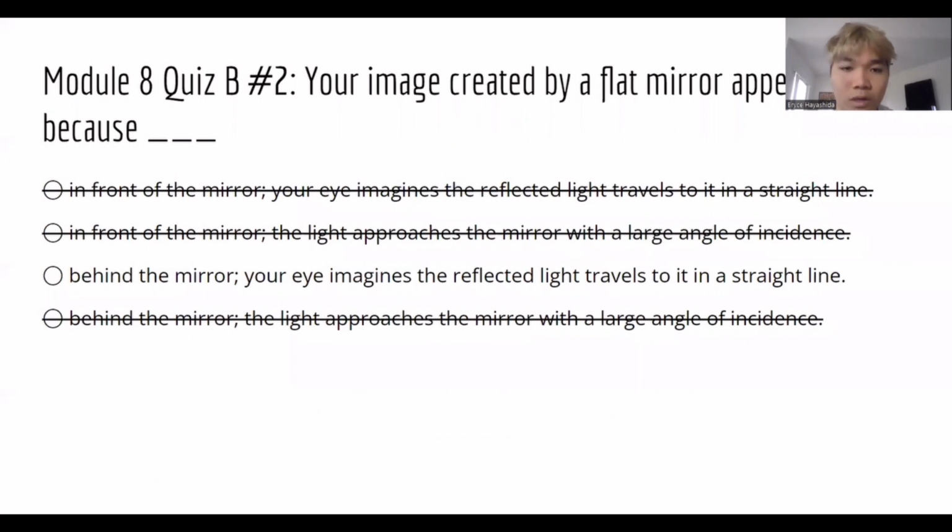So for the last problem or answer choice D, behind the mirror, the light approaches the mirror with a large angle of incidence. Why this answer choice isn't correct is because the law of reflection allows us to eliminate this answer choice, because a large angle of incidence that approaches a surface will lead to a large angle of reflection. And then this does not explain why the image appears to be coming from behind the mirror.